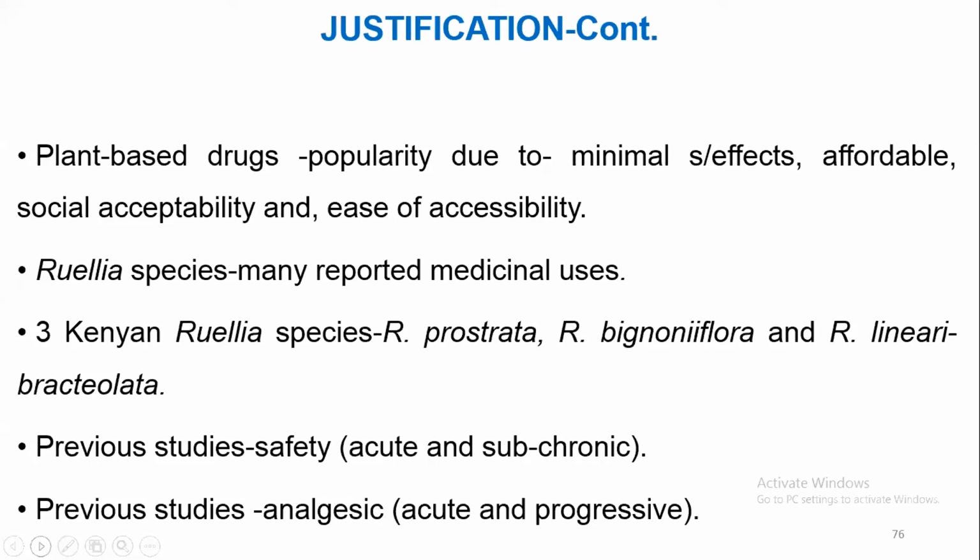Why did I decide to do this study? Because previous studies of this Ruellia species, I did the acute toxicity study and I did some chronic toxicity study. The plants were safe. I also did previous analgesic studies using animal models for acute and progressive analgesic tests. So the plants were safe. In acute toxicity studies, up to 2,000 milligrams per kilogram, the species were safe.